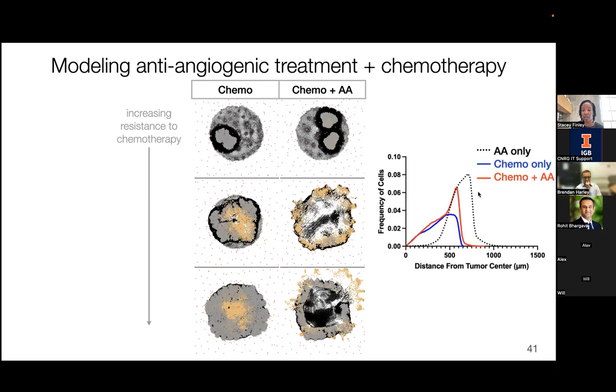And again, we can look at what happens more quantitatively to see the distribution of the cells and how far they are from the tumor center with anti-angiogenic therapy alone, with chemotherapy alone in blue, and then with the combination.